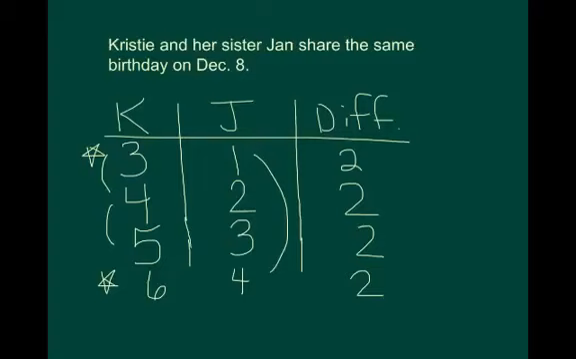Now, you can show that on a number line, okay, where on the number line you're actually moving the same distance. So on that number line, Christy has moved ahead 3, and Jan has moved ahead 3. So they can see that the distance between 1 and 3 is the same as the distance between 4 and 6. It's a distance of 2. All right?